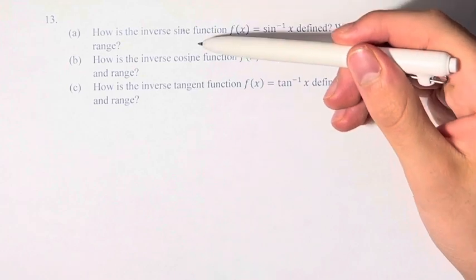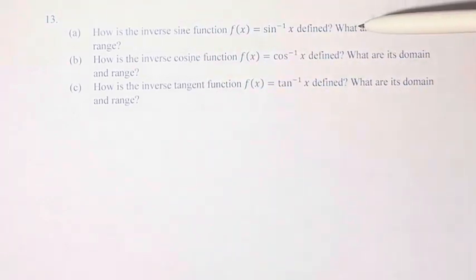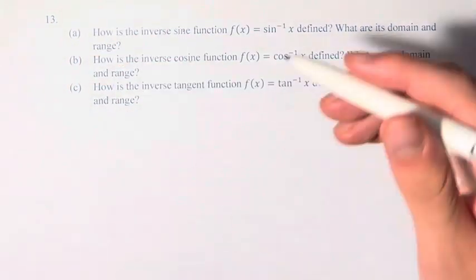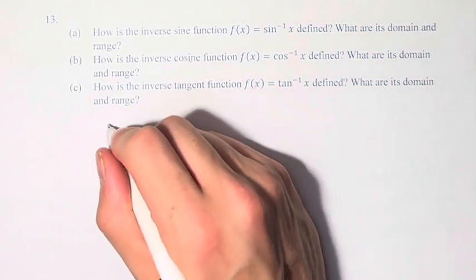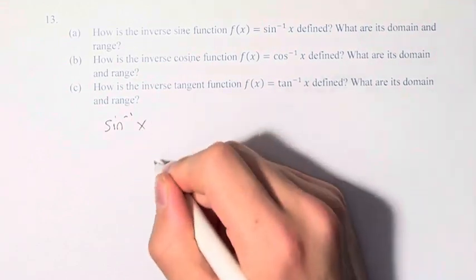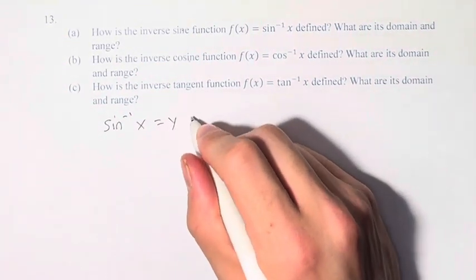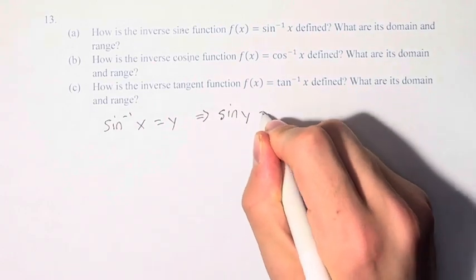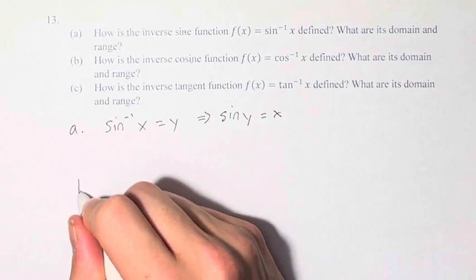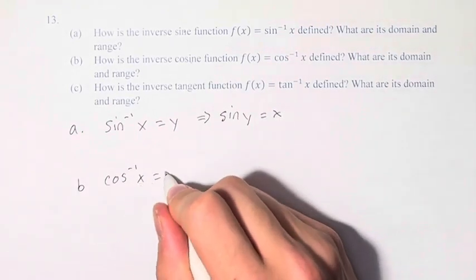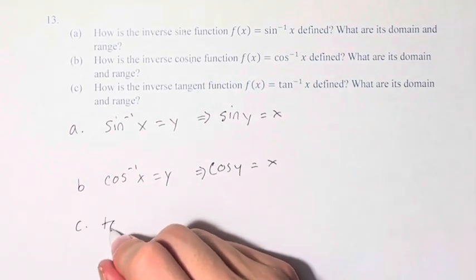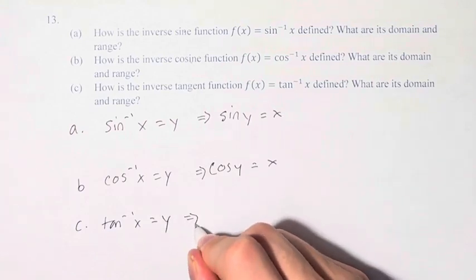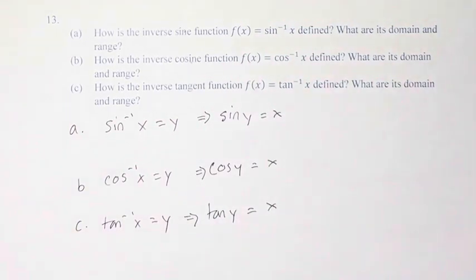In this problem, we're asked how are the inverse sine, cosine, and tangent functions defined, and what are their domains and ranges. So these are all inverses, as you would expect, of sine, cosine, and tangent. That means if sine inverse of x equals y, then sine of y equals x. If cosine inverse of x equals y, then cosine of y equals x. Finally, if tangent inverse of x equals y, then tangent of y equals x. These are all just the standard definitions of inverses.